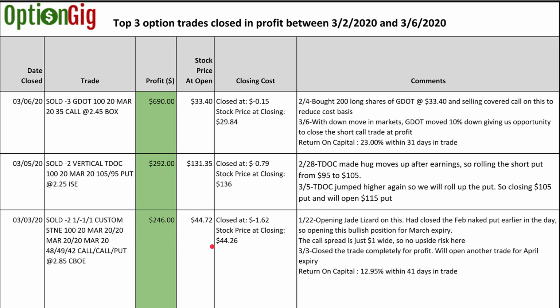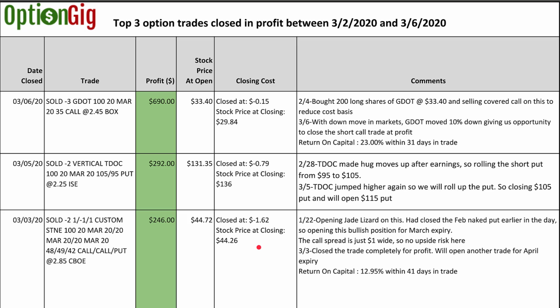Now, when we opened the trade, the stock was at $44.72. It went to different places throughout the duration of the trade, but on the 3rd of March it came back very near to where we opened it, at $44.26. During these weeks, it lost a lot of theta. And given what's happening in the market, I thought, let me just close it completely, get whatever profits I can, and get out of the trade.